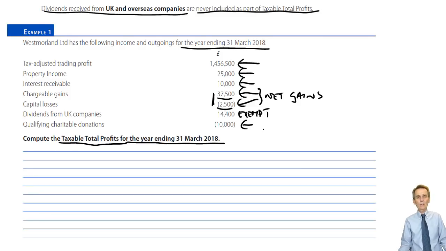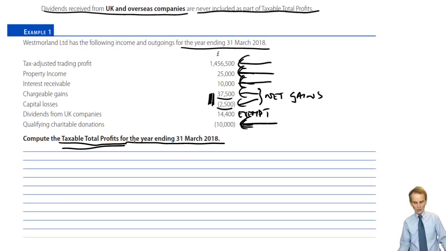So what have you got to do? You've just got to draft it out. You probably don't even have to write it out. Just understand, think it through, then look at the answer. There's your tax-adjusted trading profit. You've got your property income assessment. You've got your interest income assessment. You've got your net gains. Put those together. Remember, we exempt dividends from companies. Then you've got total profits. Away from total profits, then you deduct your qualifying charitable donations, and that will give you the TTP.